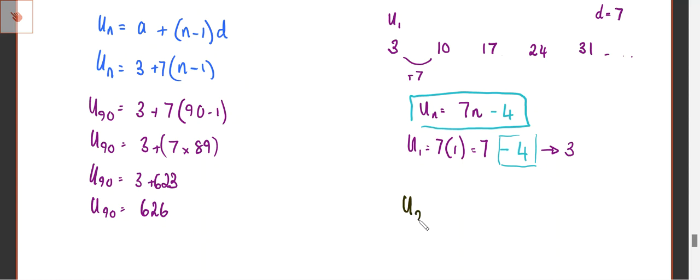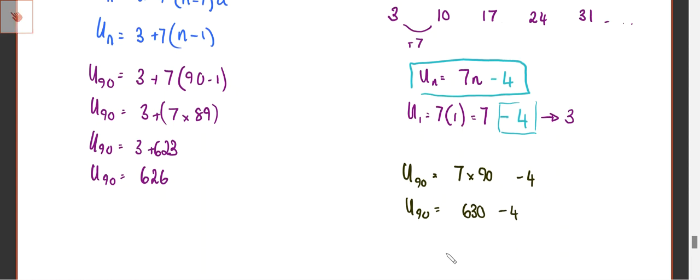So U90 is just then 7 times 90 minus 4. 7 times 90 is easier than the other way. So 7 times 9 is 63. Times by the 10, 630. Still minus the 4. And we end up with 626 again. Same answer.